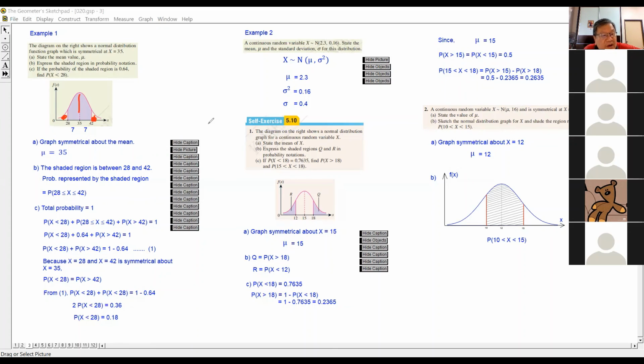So teacher, if the P X smaller than 28, both I replace with P X larger than 42, also can? Can. But that is not what we want to find. We want to find less than 28. So I replace with 28. Right? Can, actually correct.